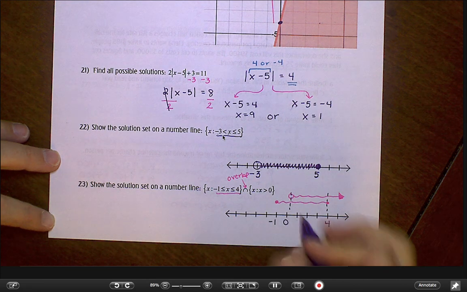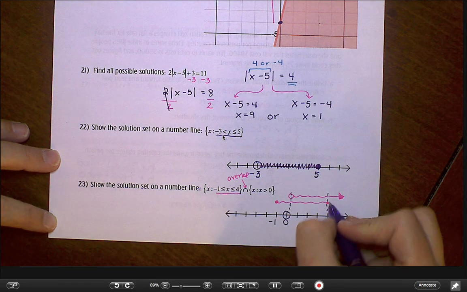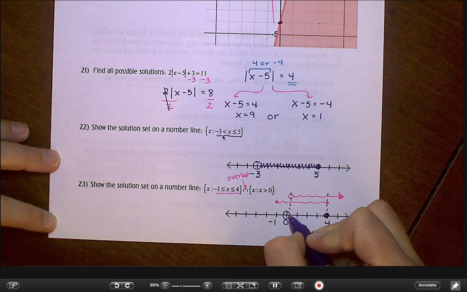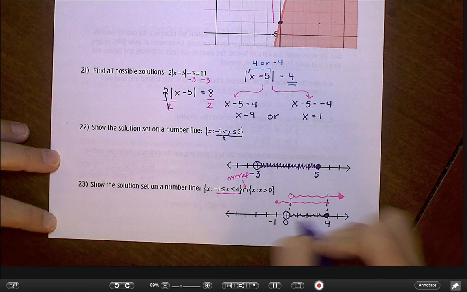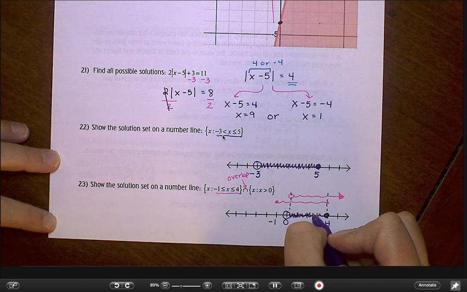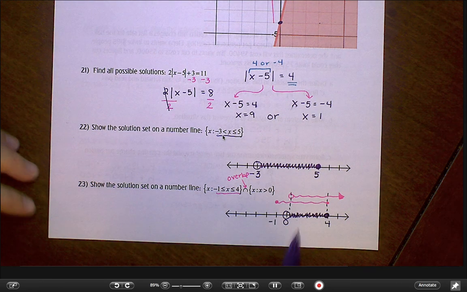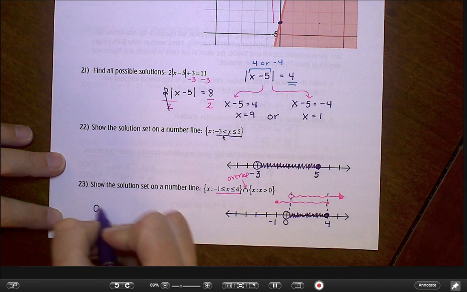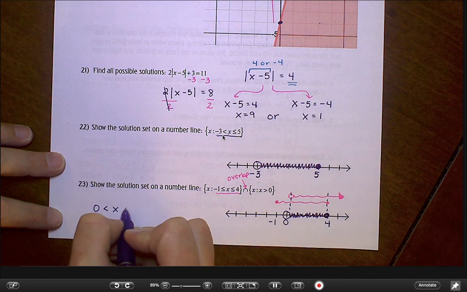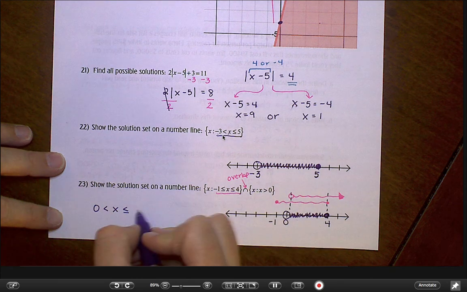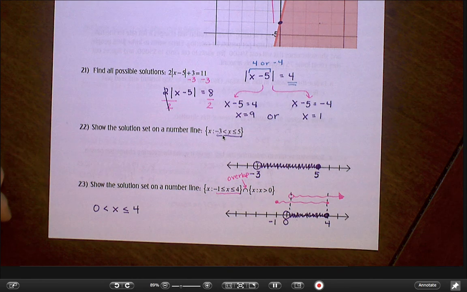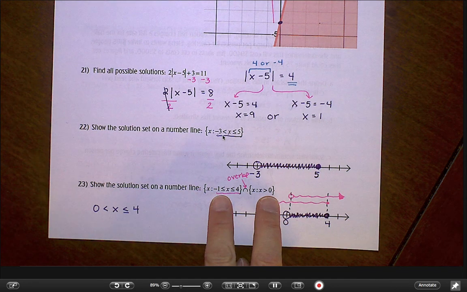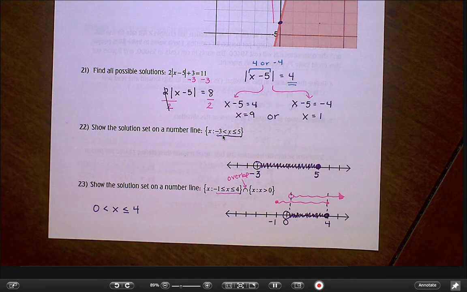I'm going to use the open circle from that one. I'm going to use the closed circle from this one. And then I'm going to shade everything in between. So as far as a final answer goes, if I wanted to write this, this would say something along the lines of 0 is less than x is less than or equal to 4. Technically, it didn't say we had to do that. It just said show it on the number line, but just wanted you to know that you could put these two things together like this.